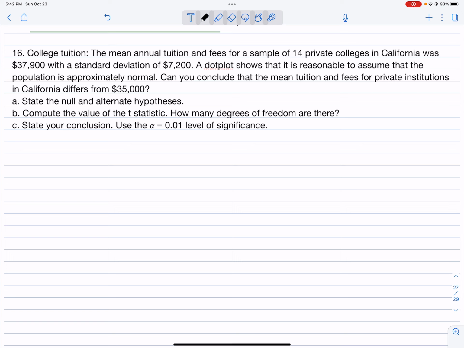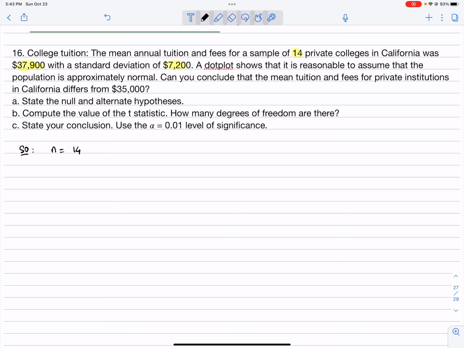The question is asking us A, B, C, but we perform the whole process for the hypothesis testing. We answer A, B, C already. So for step number 0 first, we write out the given information. The given information in the problem gives us 14, 7,200, 37,900. So we know that the sample size is 14.